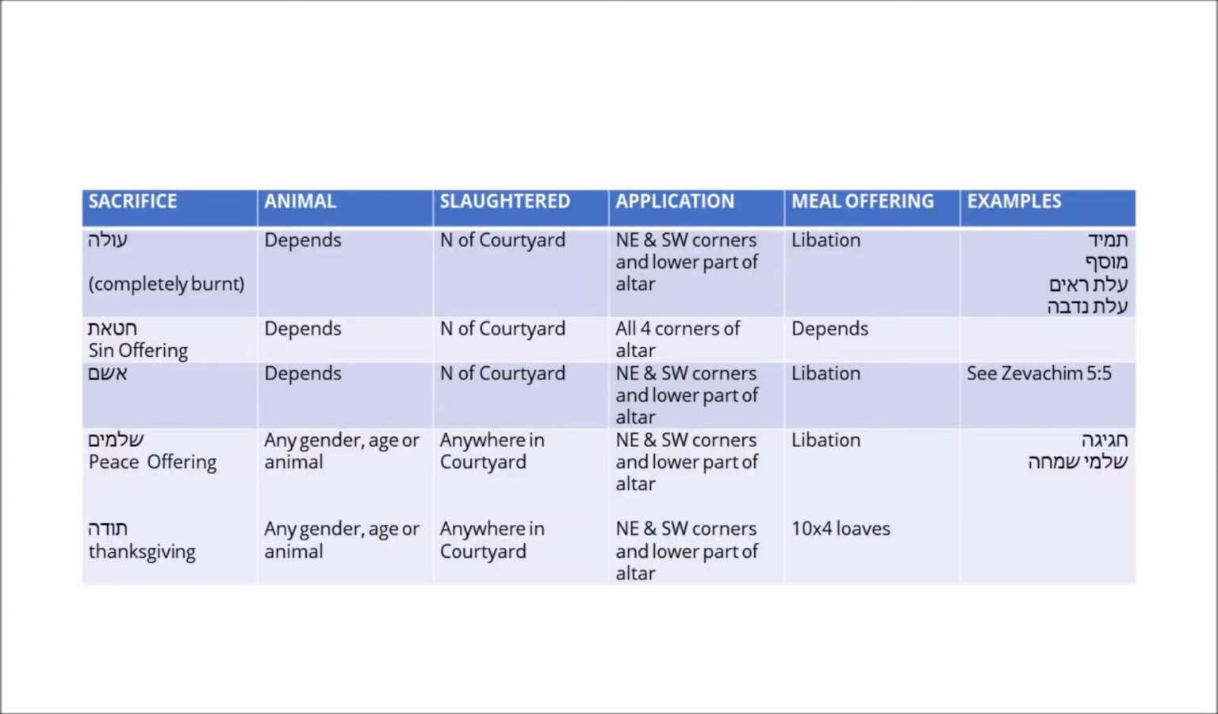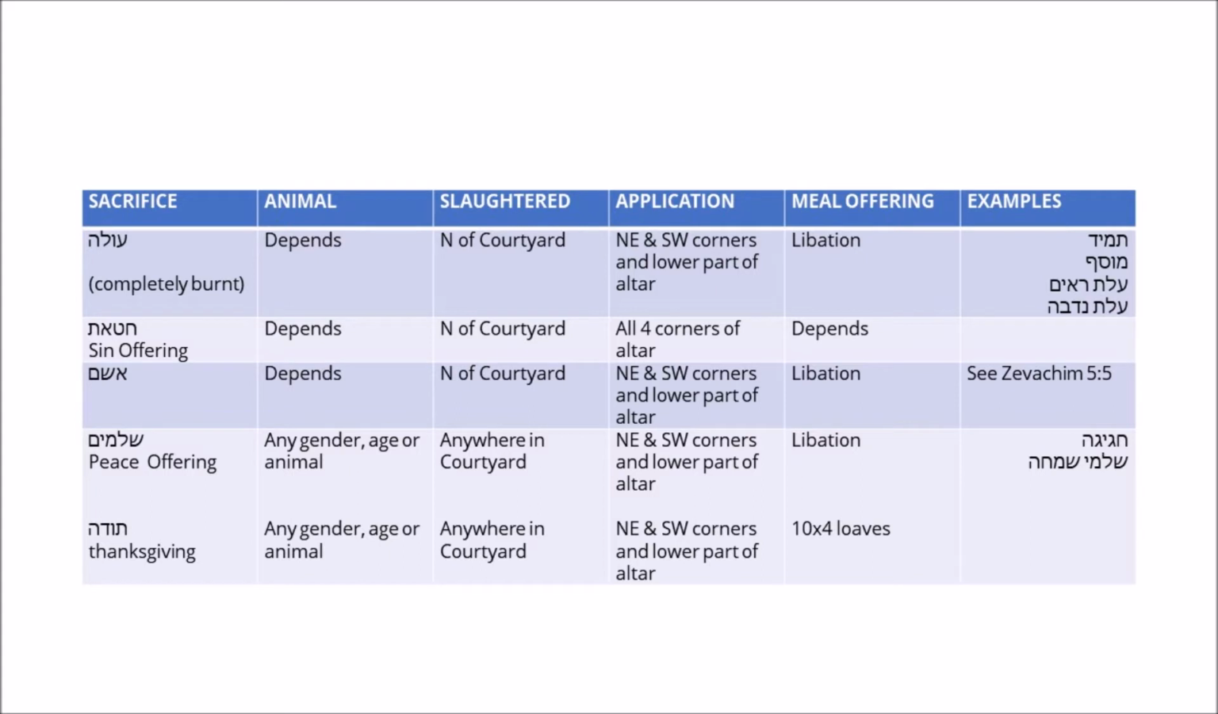The 4th category of offering is the shlomim. A shlomim could be brought out of the kindness of your heart, because you just wanted to bring an offering to the temple. It was processed, as you can see, in the regular way, and accompanied by a minchas nesochim, a libation meal offering.